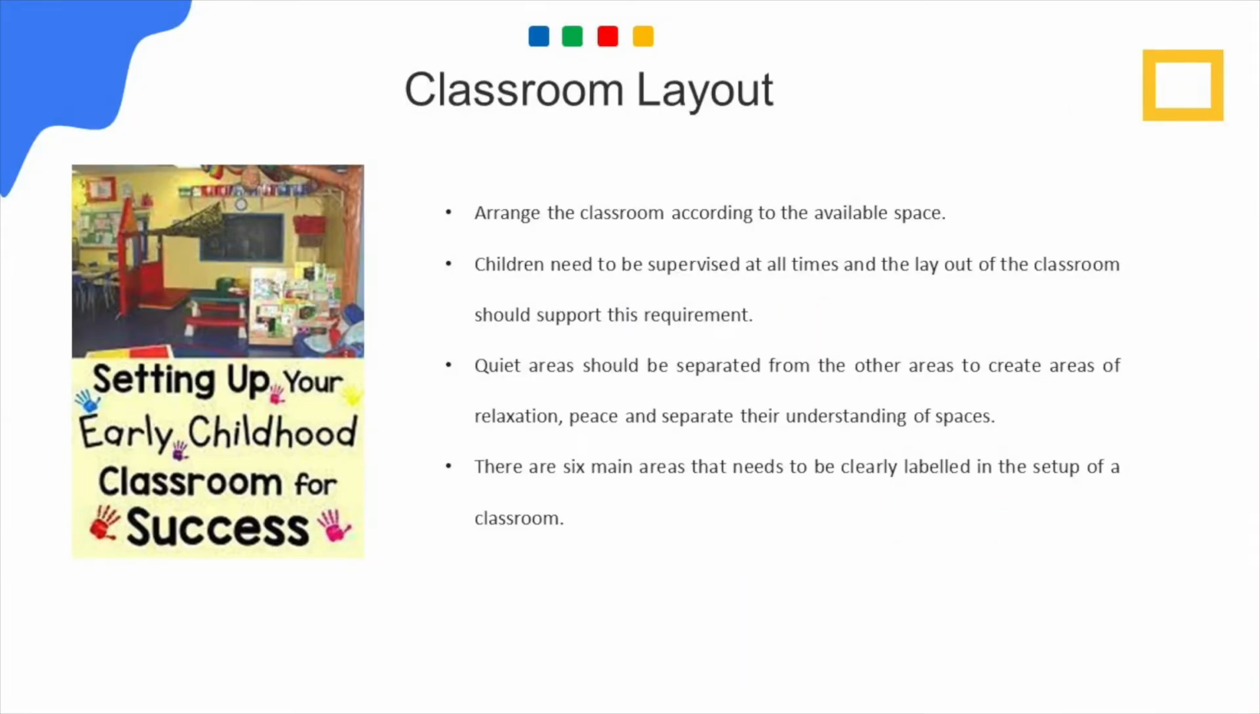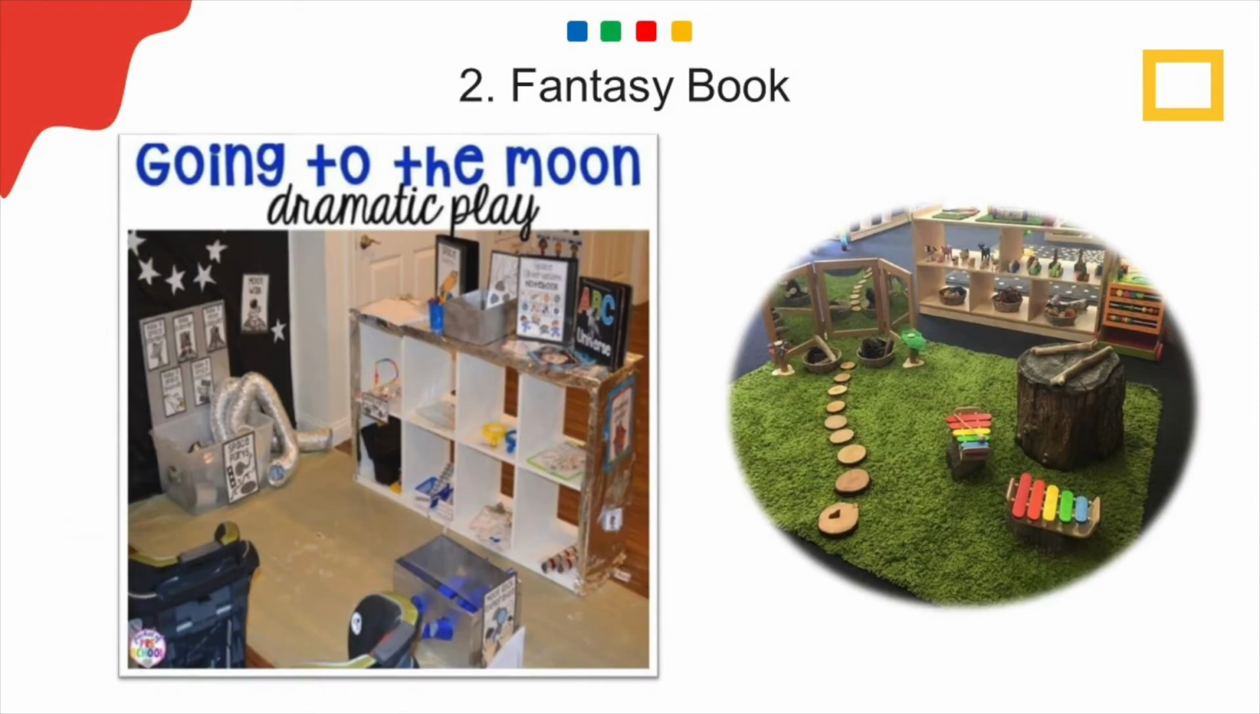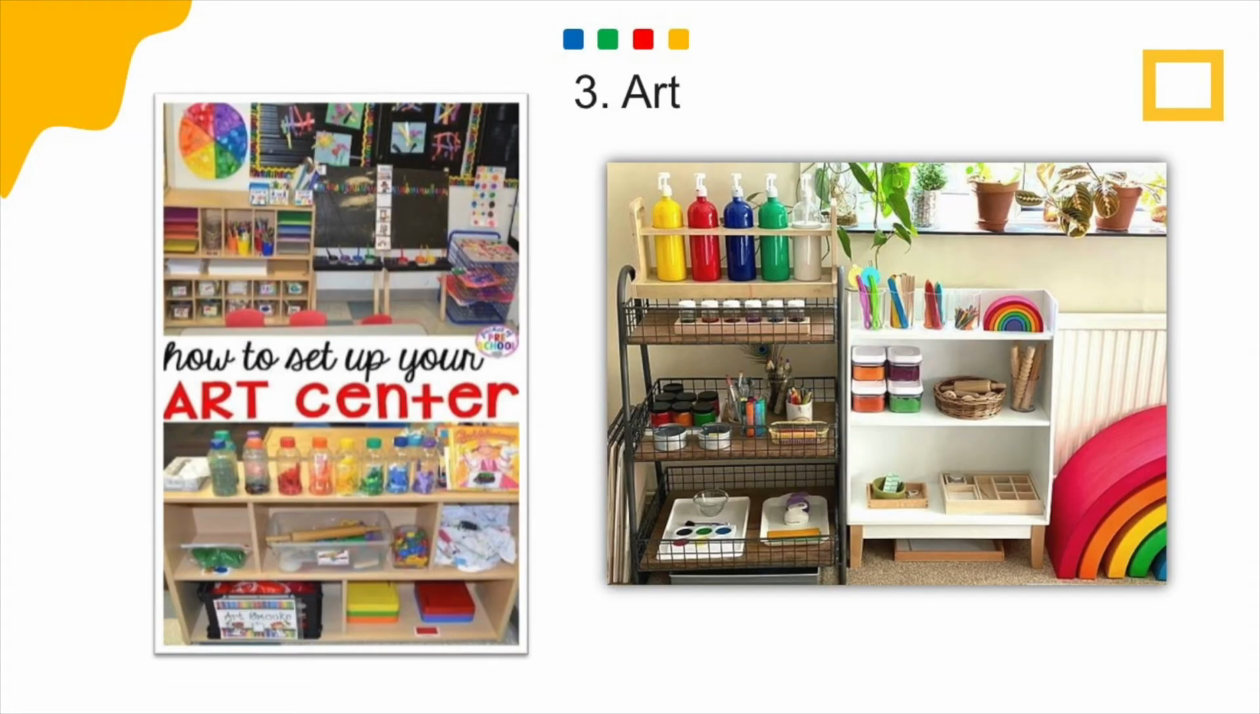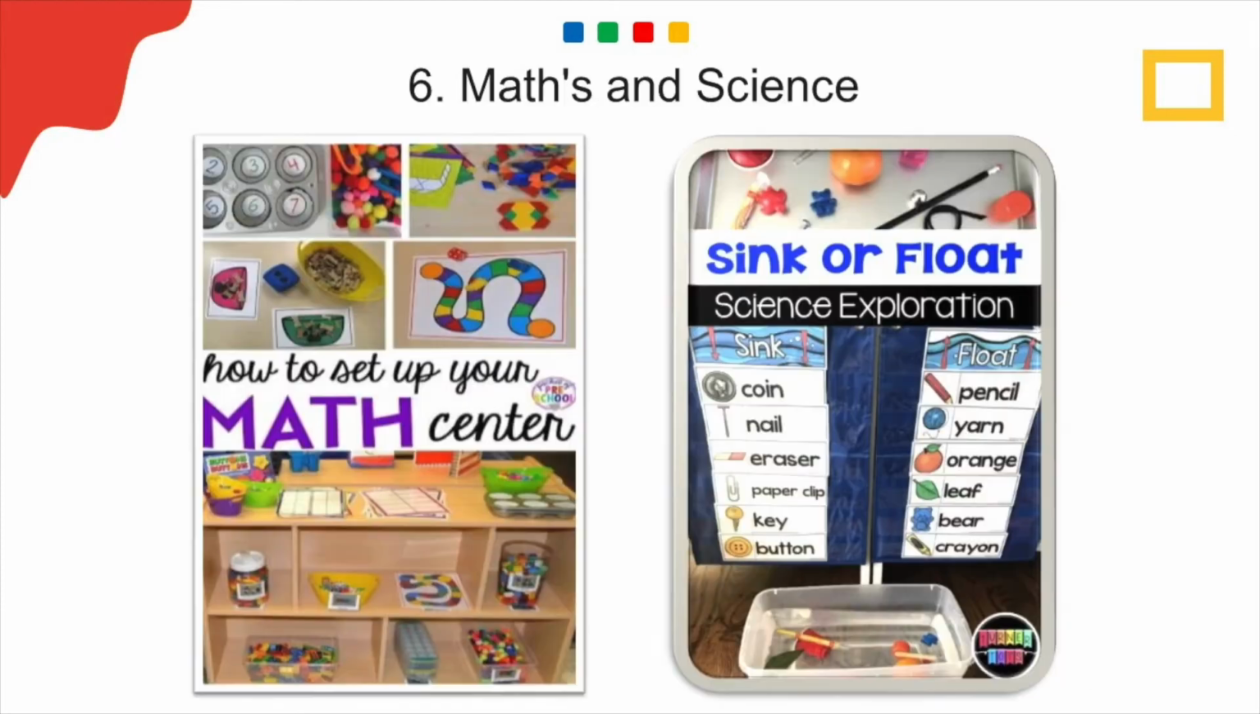Lastly, on the overview of the ECD curriculum. Classroom layout. This provides an overview of how the practitioner should arrange the classroom. The main criteria is that children need to be supervised at all times, and the classroom layout should be structured as such. When you're setting up the classroom, there are 6 main areas to be aware of. 1. Block area. 2. Fantasy area. 3. Art. 4. Music. 5. Books and reading. 6. Maths and science.